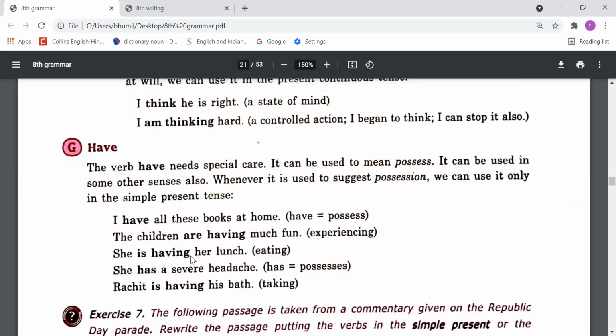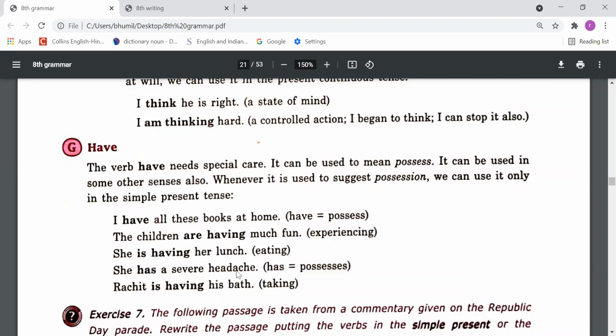Like, "I have all these books at home." We can't say "I am having." We say "I have all these books at home," meaning I want to show possession. Secondly, "Children are having much fun." Children taking much fun, children experiencing much fun. So for the meaning of experiencing, you can use have in ing form. Second, "She is having her lunch." She is eating her lunch. For the meaning of eating, if you use having, that's okay, that's fine, that's right.